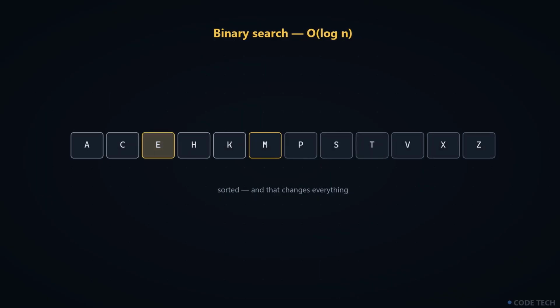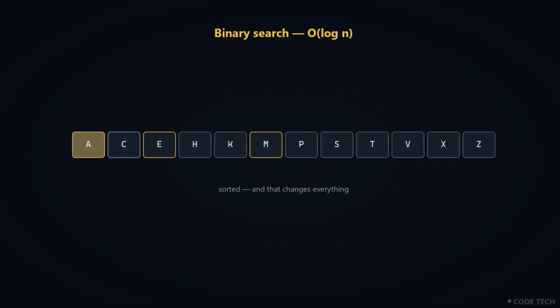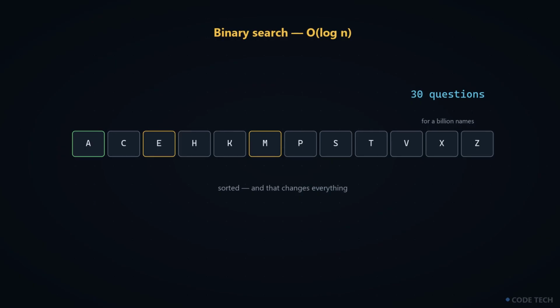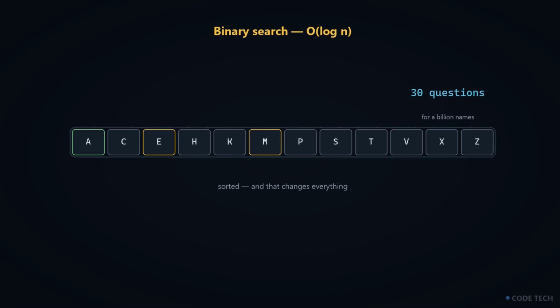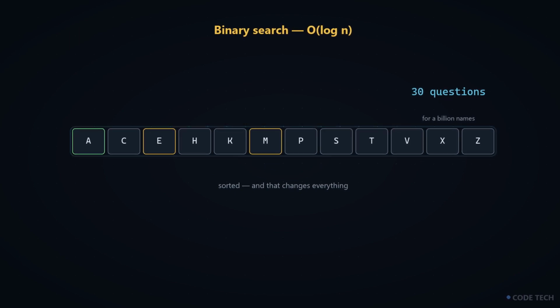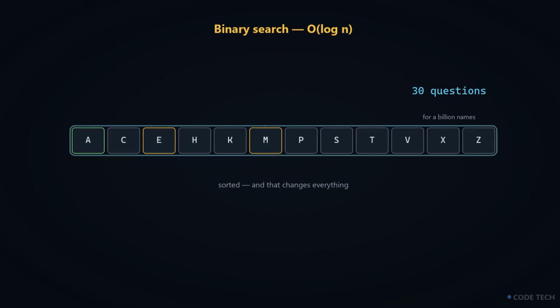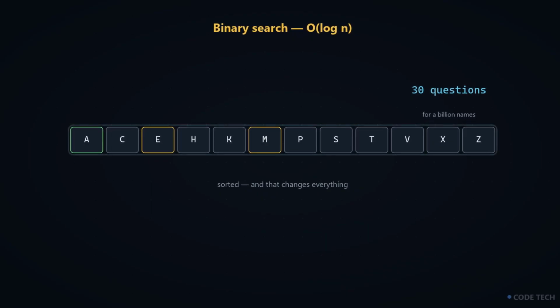Halve again. Each question kills half of what remains. That's the halving shape, logarithmic. And it's why 1 billion names need just 30 questions. You've used this your whole life. Opening a dictionary near the middle, flipping forward or back. You were running binary search before you could code.